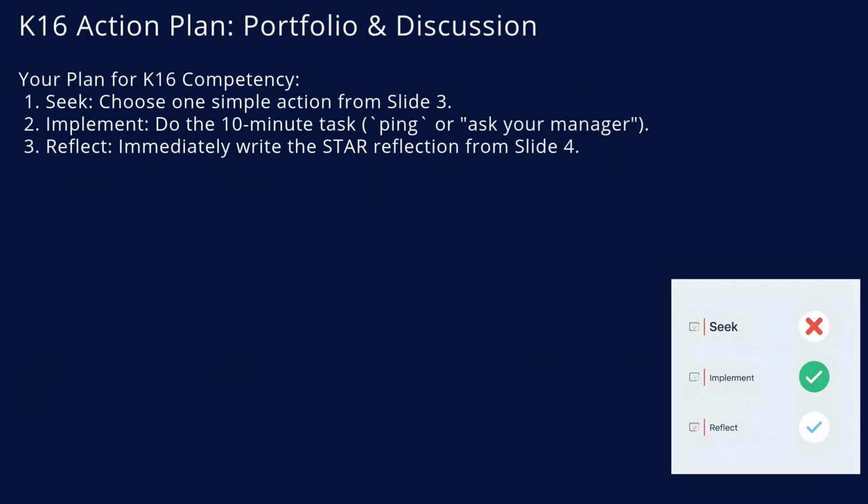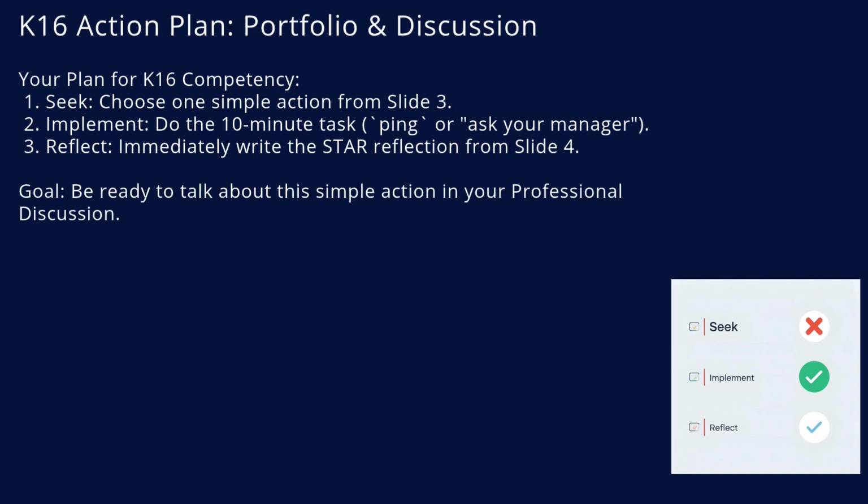Here is your final action plan for K16. It's simple. First, choose one action from slide 3. Do the /ping test or ask your manager about the cloud. Second, implement. Do that 10-minute task. Third, reflect. Immediately open your portfolio and write the STAR reflection we just covered on the last slide. Your goal is to be able to talk about this simple action confidently in your professional discussion.